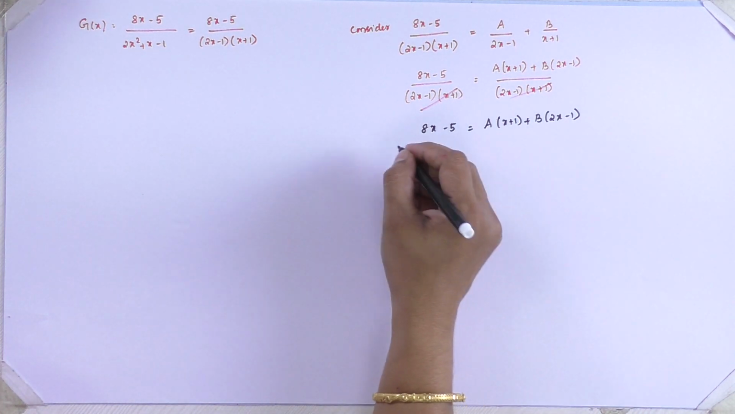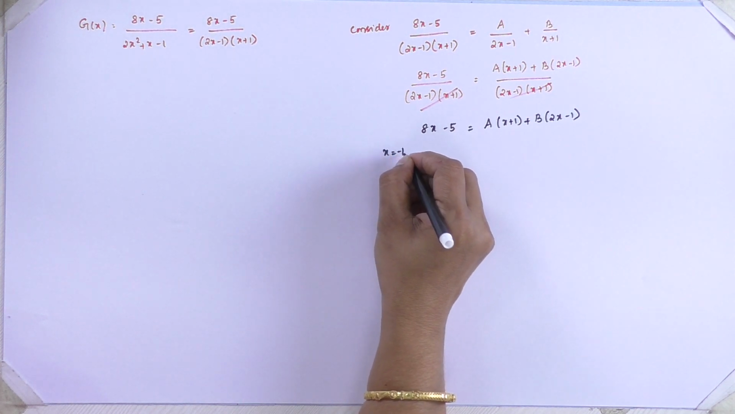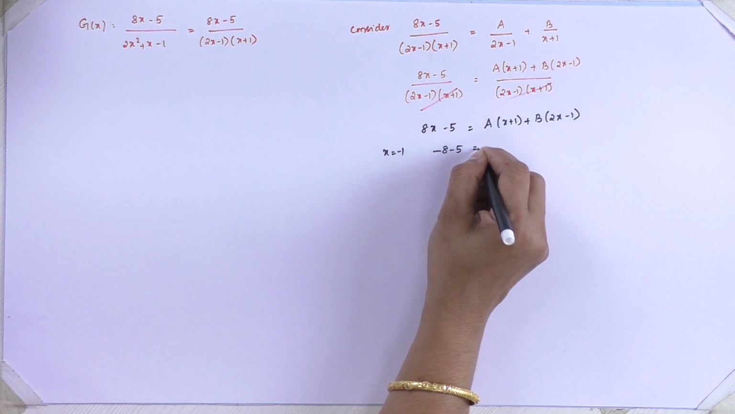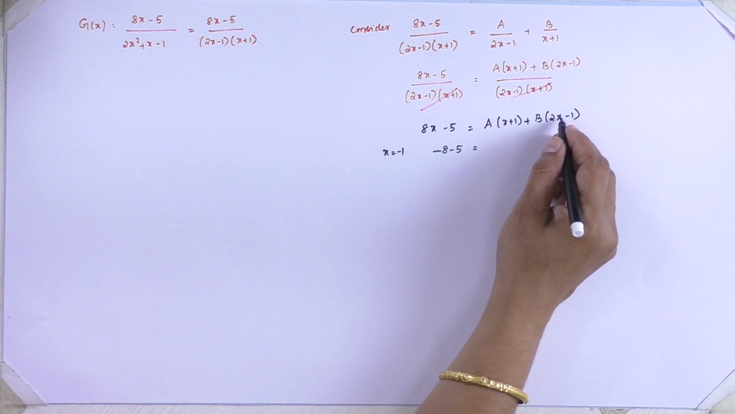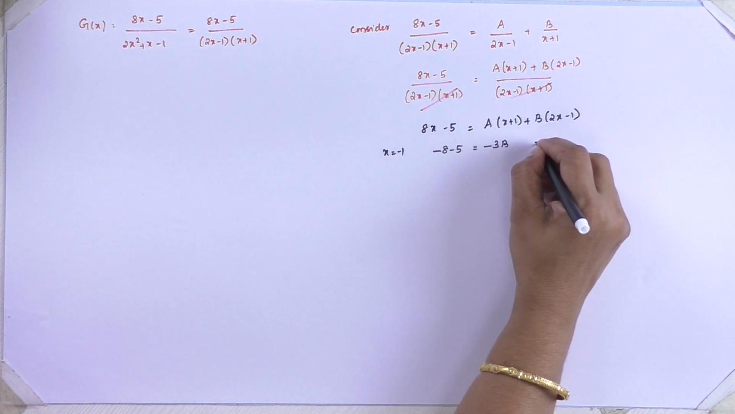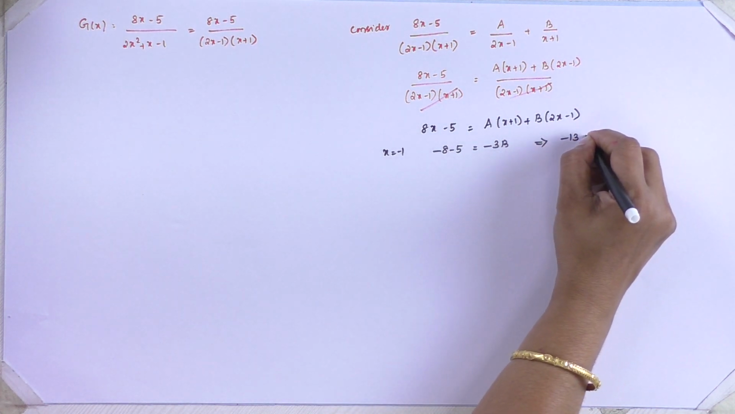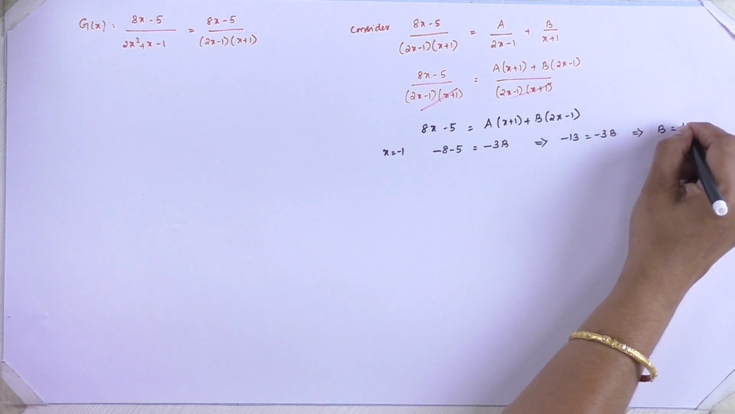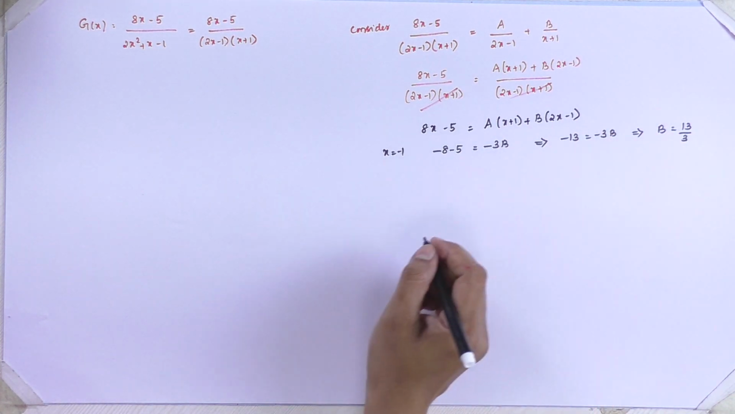Suppose if I give the value of x as minus 1, what do I get? So it is minus 8 minus 5, this term will go off, minus 1 I will have minus 2, which is minus 3b. So from here this will imply minus 13 is equal to minus 3b, or this will imply my b is equal to 13 by 3.